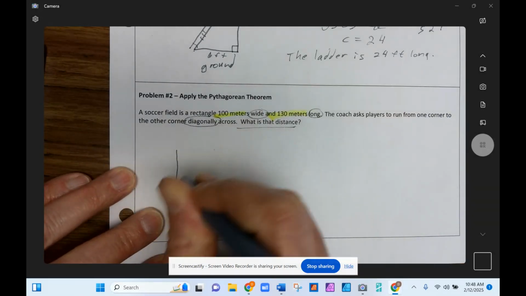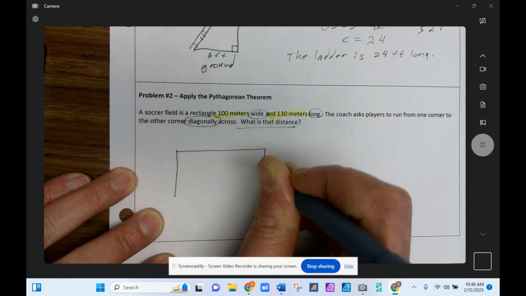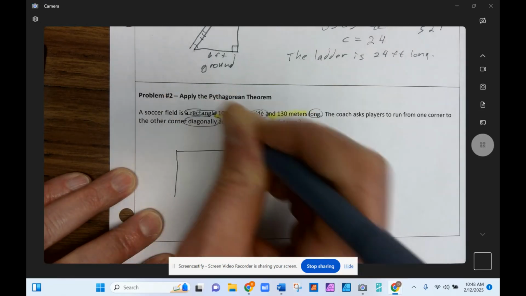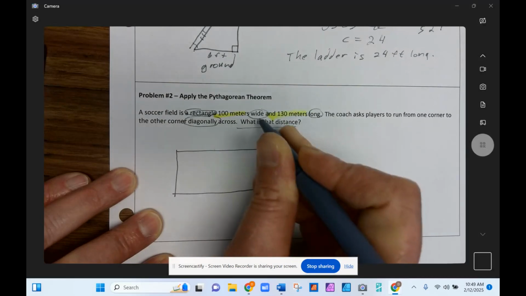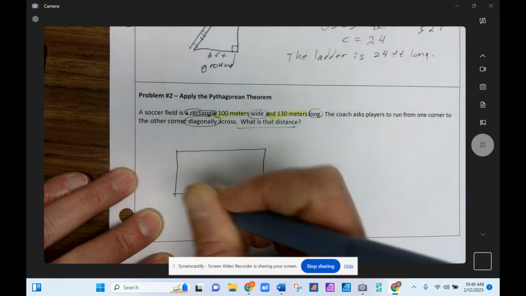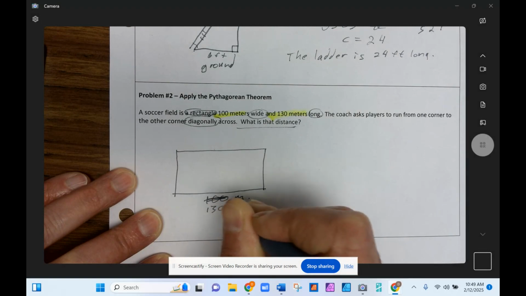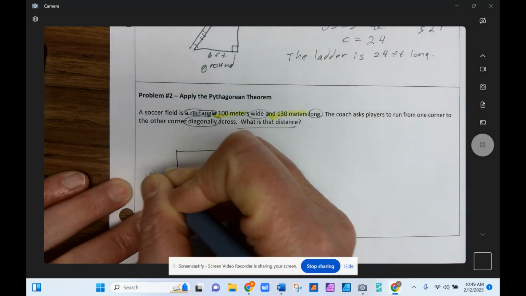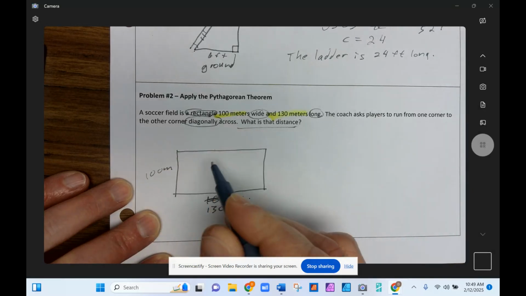So my soccer field is going to be right here. It literally says rectangle. Okay, so I'm going to draw a rectangle. It says 100 meters wide, so I put that right here. Actually, that'll be 130 because that's the longer side. That's long. And this is 100 meters wide right there.